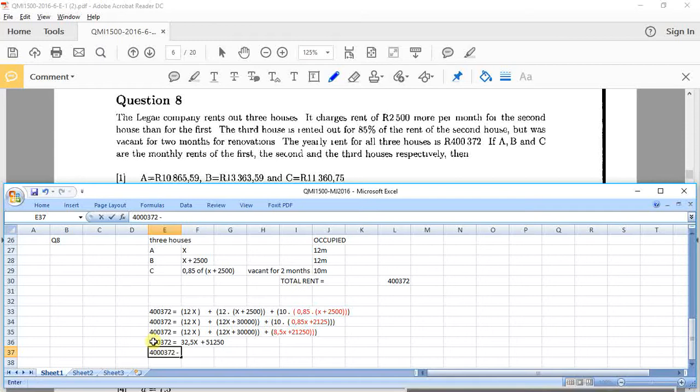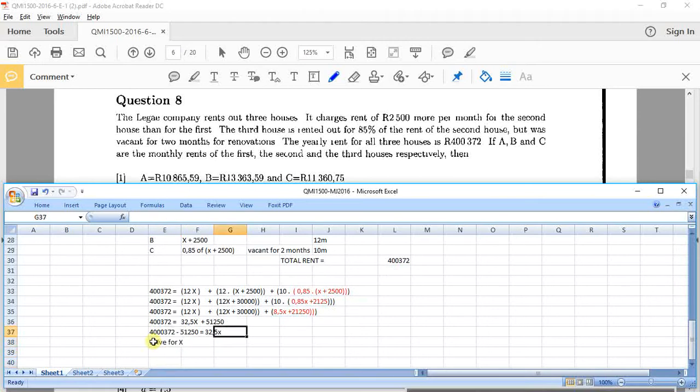400,372 less 51,250 equals 32.5x. Okay, solve for x now. Alright, so x will be equal to (400,372 less 51,250), close brackets, divide by 32.5 gives you that. That's x. So it's one extra 0 there. Yeah. Okay.